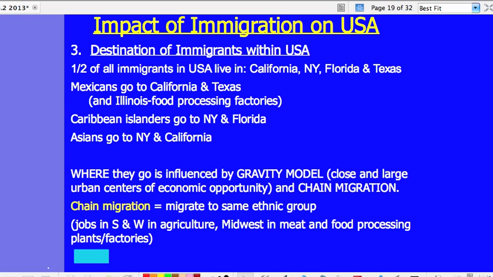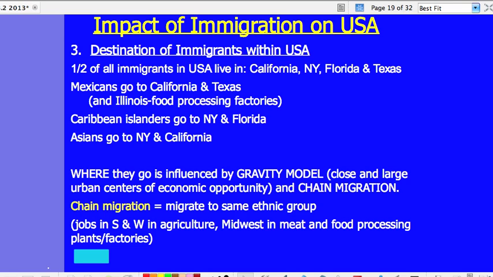Gravity model is not only going to a place that's closer, but also going to a large urban center of economic activity. So that would explain why people go to New York City, and to larger cities in California or Florida.